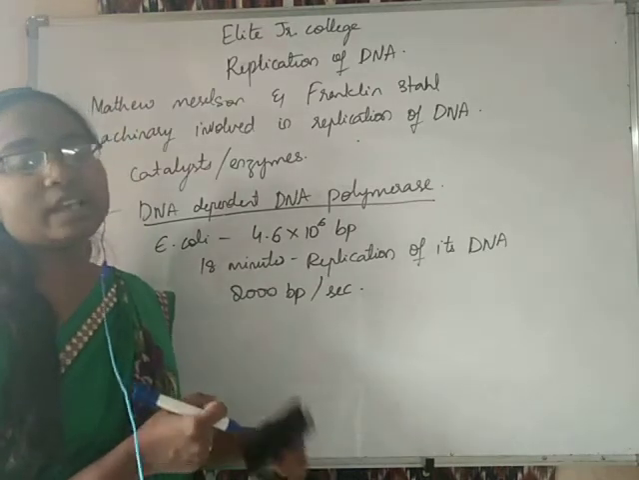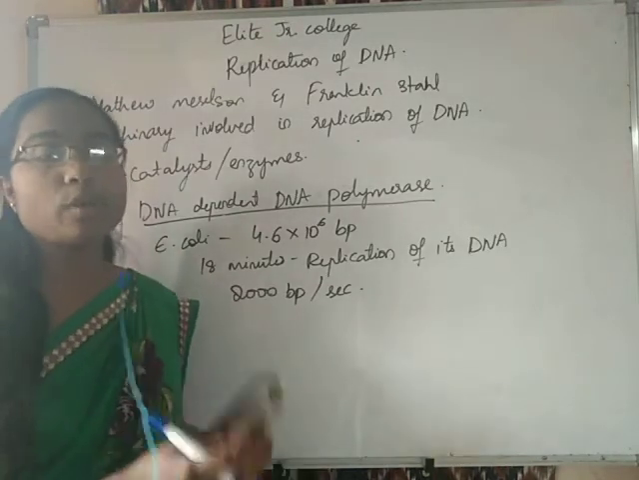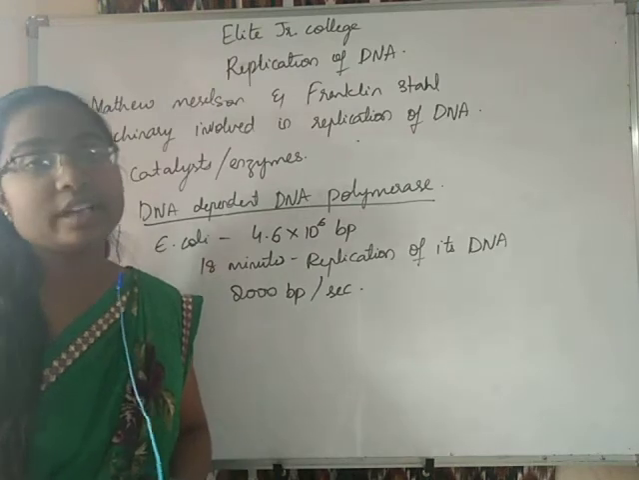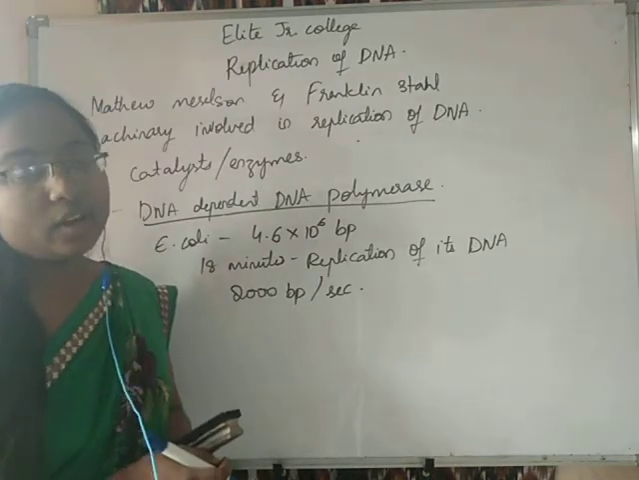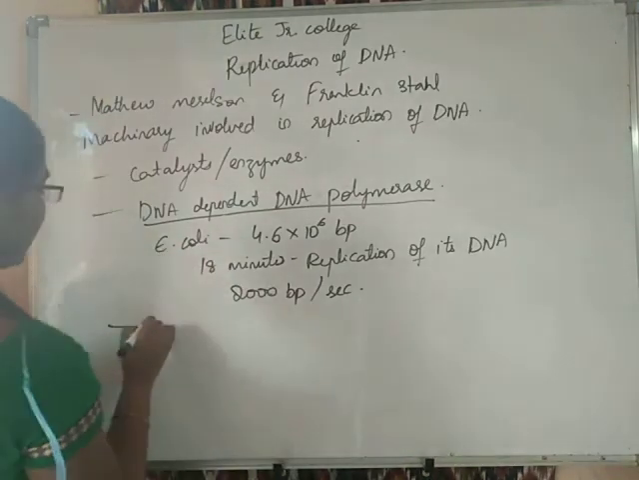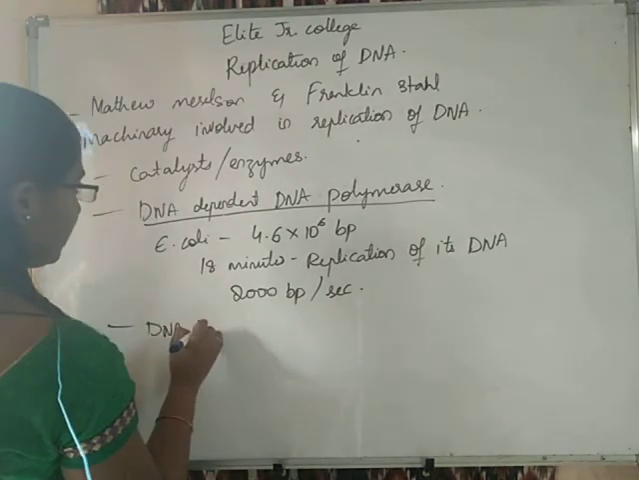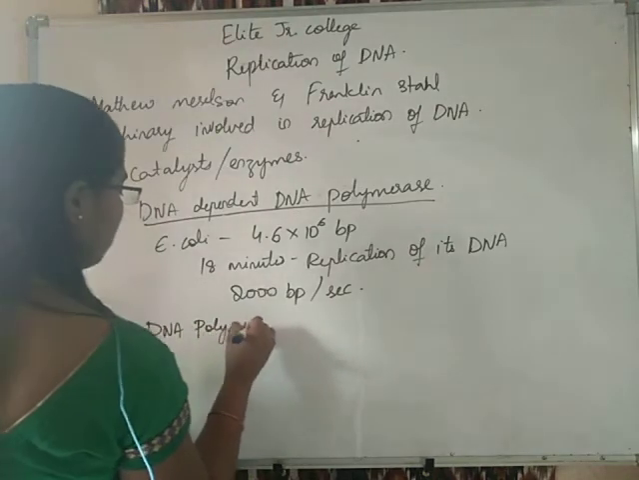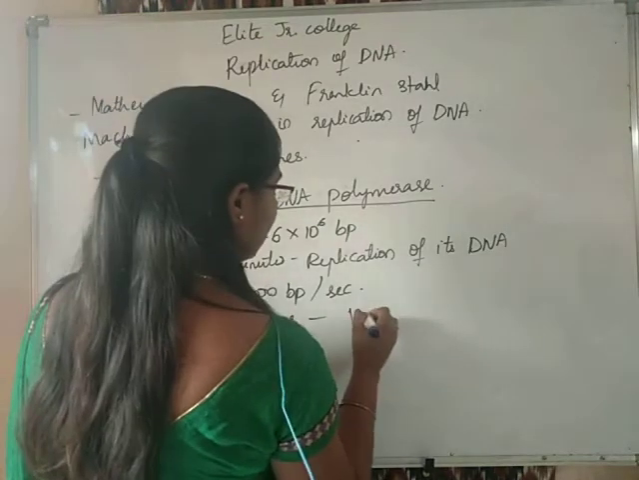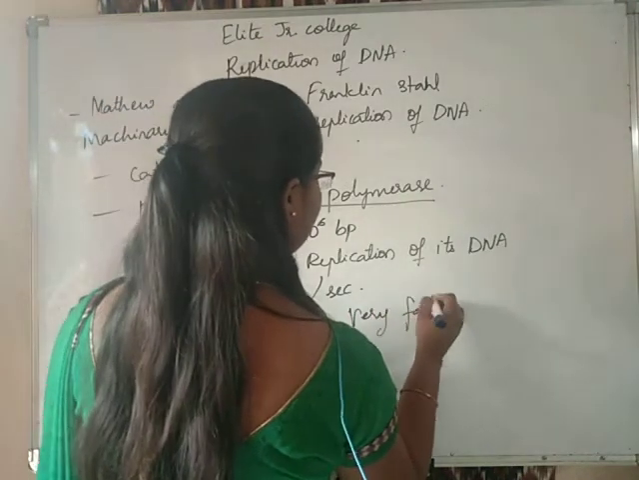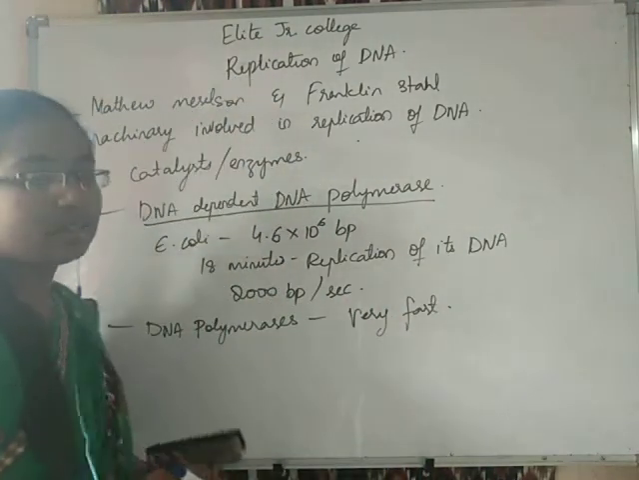DNA polymerases have to be very fast. They have to add so many thousands of nucleotides in one second, right? They are adding nearly 2000 base pairs per second.